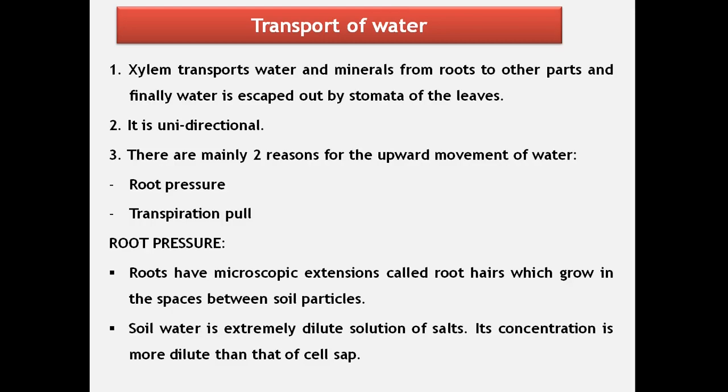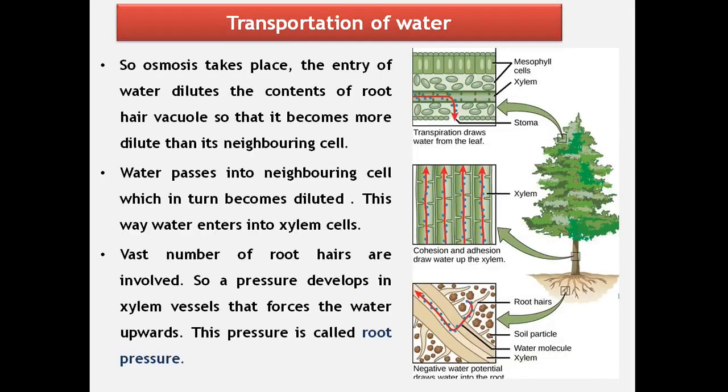Soil water is more dilute than the cell sap in the root hairs. Root hairs contain cells, and in those cells what we call cell sap is nothing but water and other substances in colloidal suspension. So, the cell sap concentration is comparatively more than the soil water concentration. Therefore, water will pass into the vacuole of the root hair by osmosis.